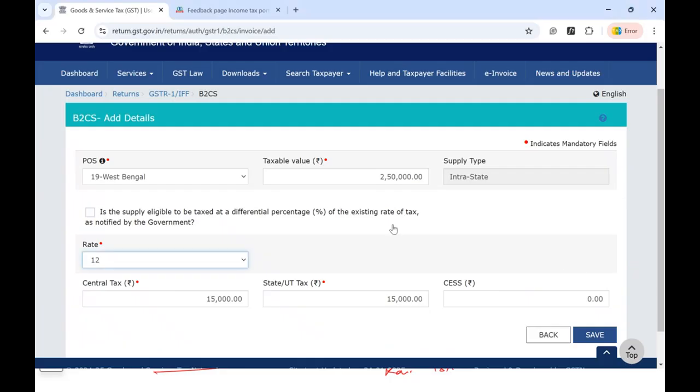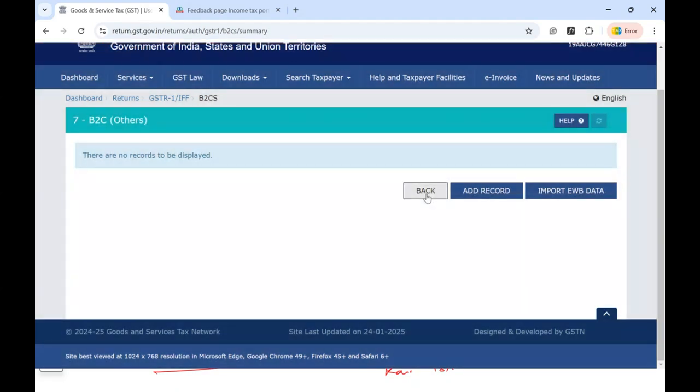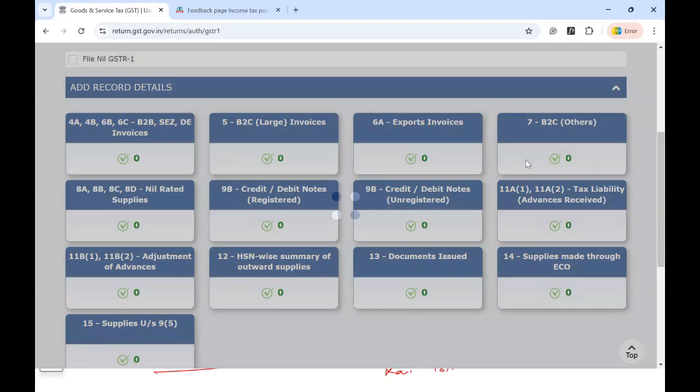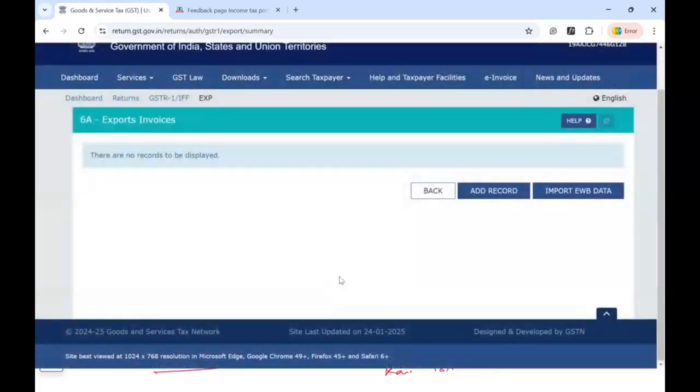Okay, after providing all this information, I'm not going to save any information. After providing this, there is some more information we are required to provide, like export invoices. Say I have made an export supply. In that case, we need to report that in another table. How to add that? We need to add a record.